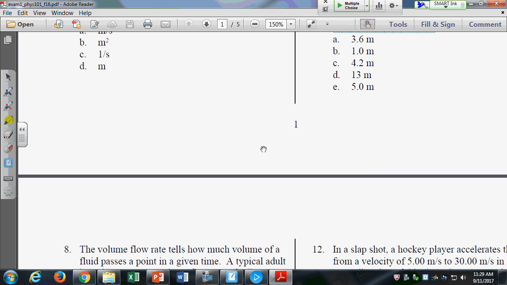Now, you will not have to use the quadratic formula. So if you think that you have to use it, you're wrong. You will not have to use it. I know you have to use it on, I think, one of your open stats assignments, but not on this test.